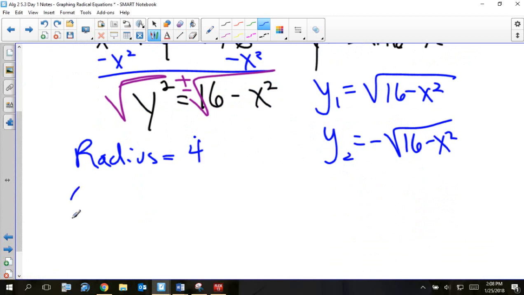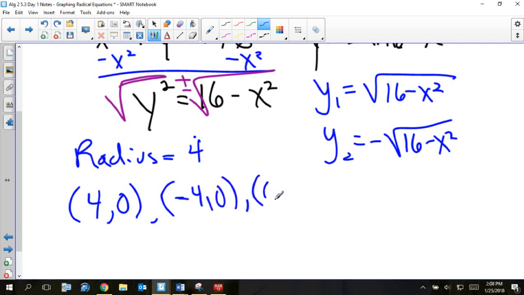And then my intercepts are at 4, 0. What's another one? X and Y axis. Negative 4, 0. What's another one? 0, 4. 0, negative 4. So those would be your intercepts.